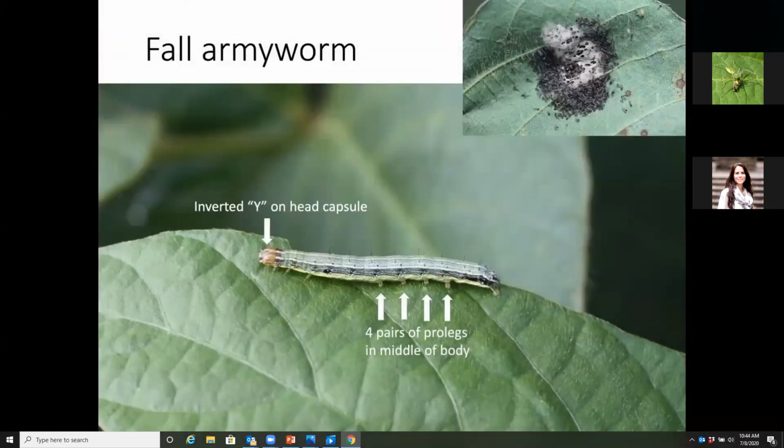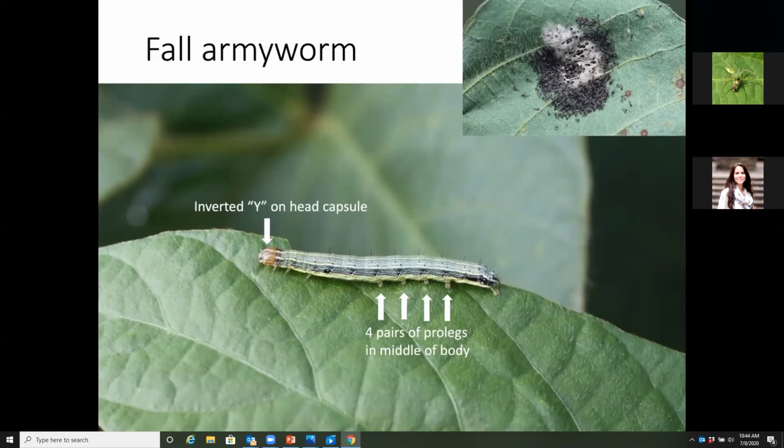Fall armyworm is a multicolored striped caterpillar. Like corn earworm, they also have 4 pairs of prolegs. But one defining characteristic is that fall armyworms often have a prominent light-colored inverted Y on a dark-colored head.